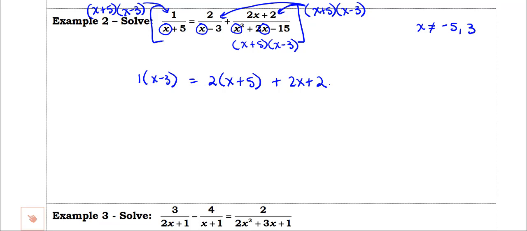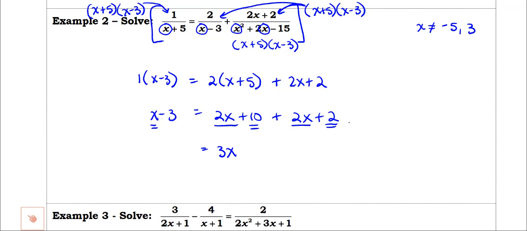So step 1, clear the fractions multiplying through by the common denominator, right? And then we solve this. And so let's see, this is 4x. Subtract x from both sides, that's 3x. That's 12. Subtract 12 from both sides, that's -15. And supposedly, x is -5.